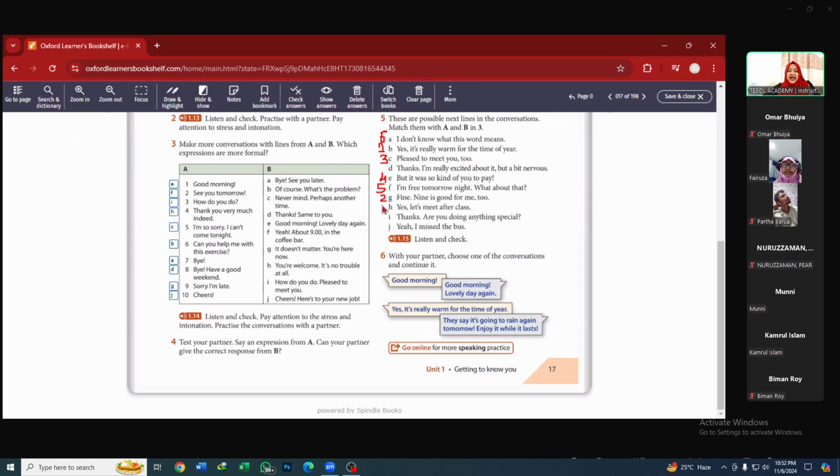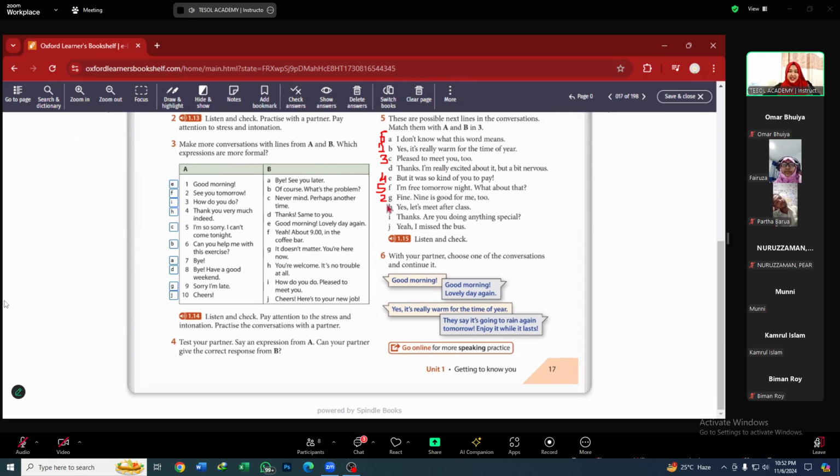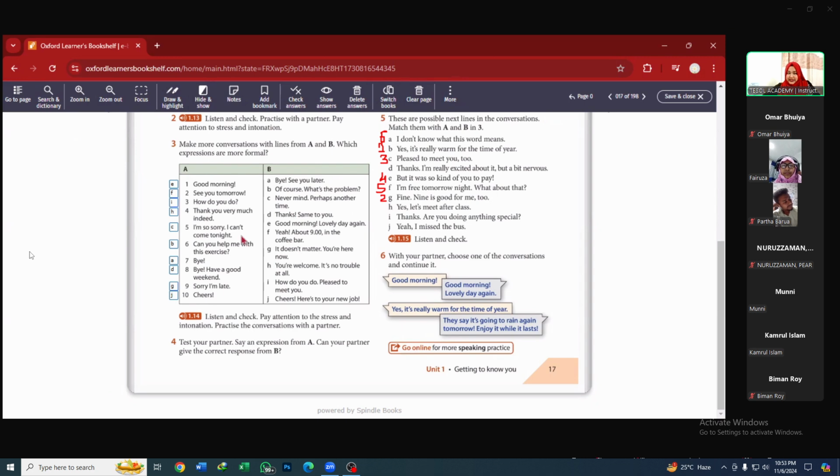Very good. So the answer to number 7 is H. So A says bye, and B says, bye, see you later. And then in activity 5, the A speaker says, yes, let's meet after class. So that was number 7. So 7 is H. Okay, next is 8. Mr. Partho, give me the answer to number 8.